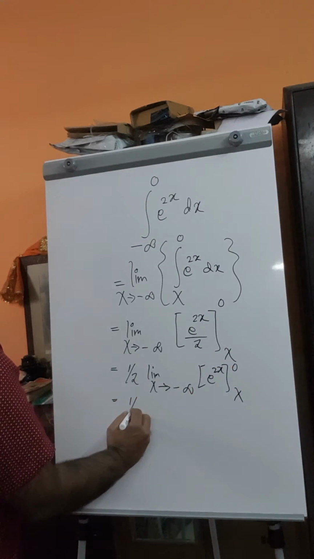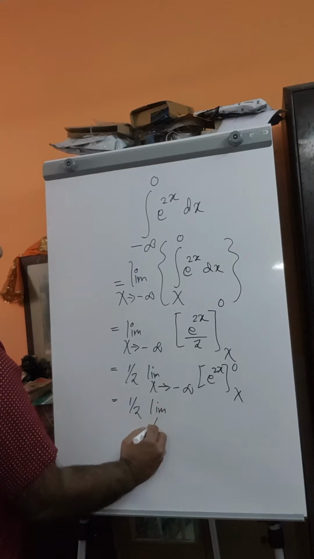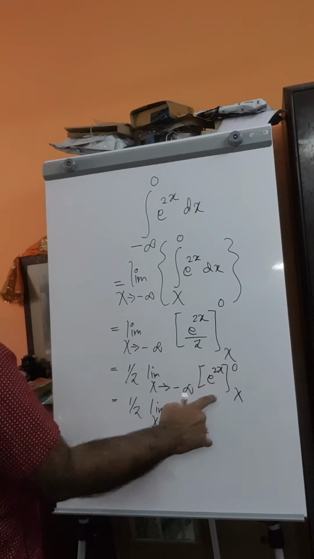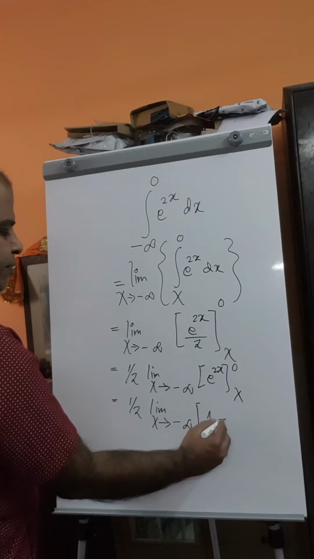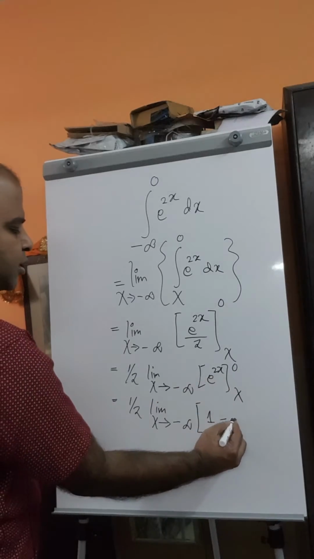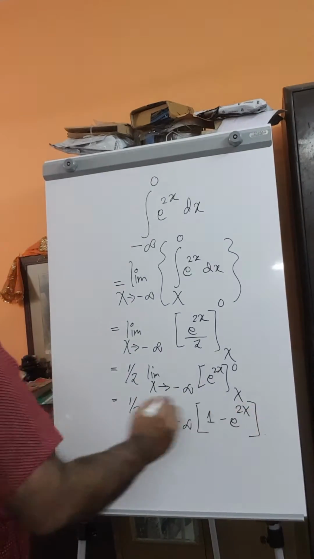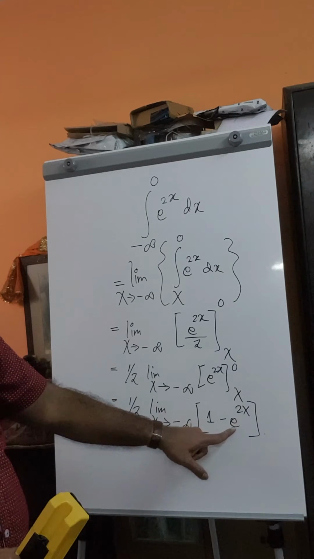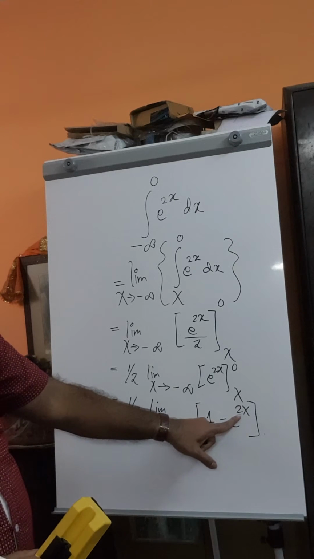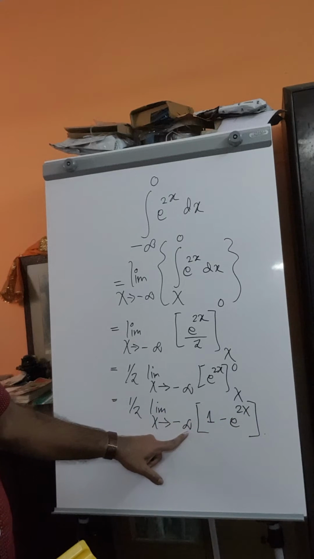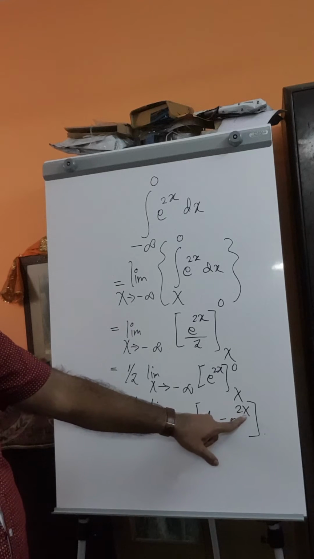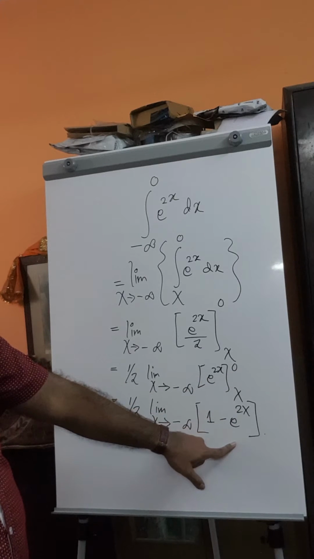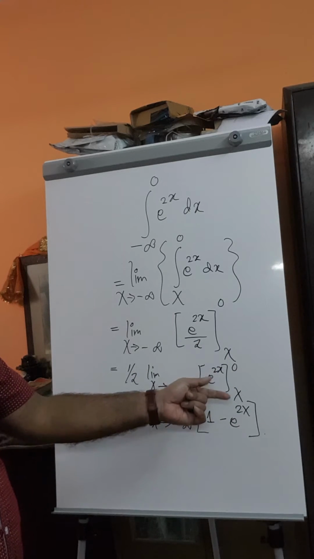Which is given by half times the limit as capital X tends to minus infinity. First we replace small x by the upper limit, that is 0. So we have e to the power 0, which is 1, minus, we replace small x by capital X, the lower limit, so e to the power 2 capital X. Finally, when I apply the limit as X tends to minus infinity over e to the power 2X, this becomes e to the power minus infinity, which is 0. E to the power minus infinity means 1 upon e to the power infinity, which is 1 by infinity. So that is equivalent to 0.